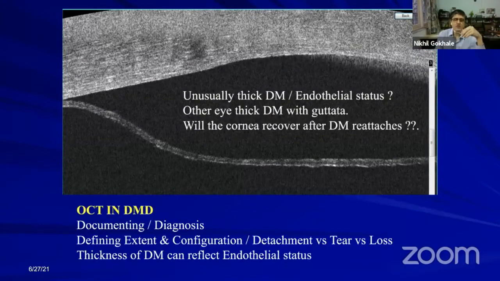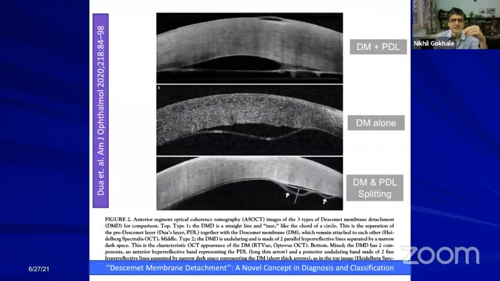So the OCT not only helps us in documenting the Descemet membrane detachment and confirming the diagnosis, it also helps us understand the extent, configuration, and to know whether there is any tear or any loss of Descemet's membrane. And as I said, the thickness of Descemet's membrane can reflect the patient's endothelial status.